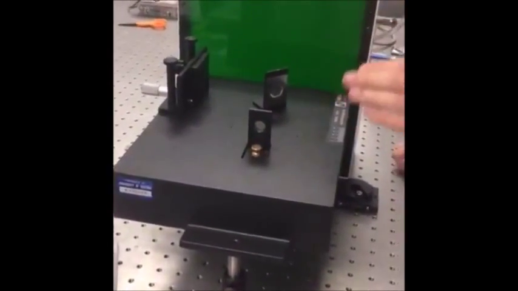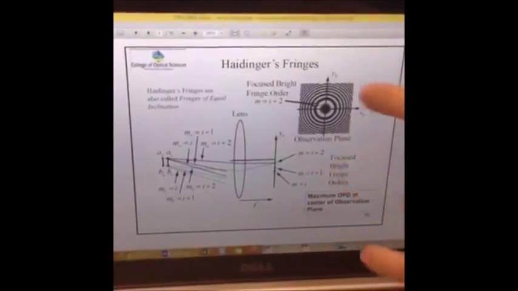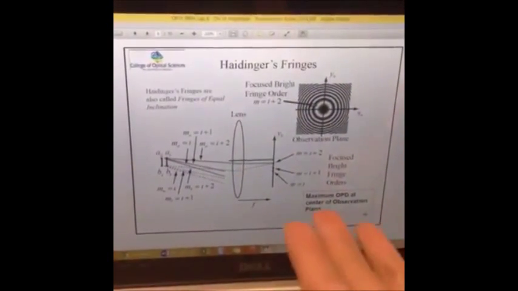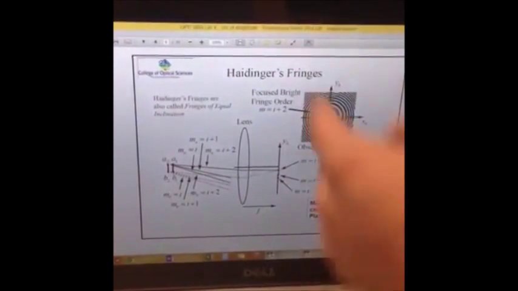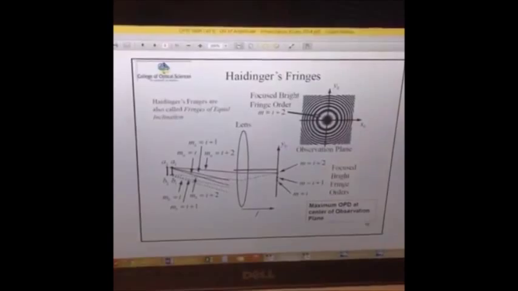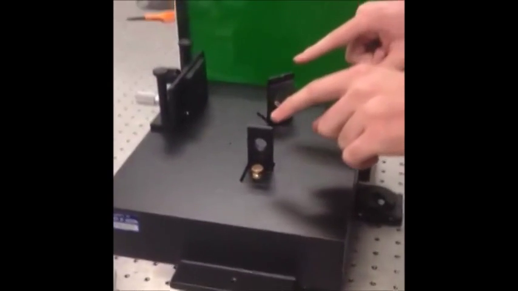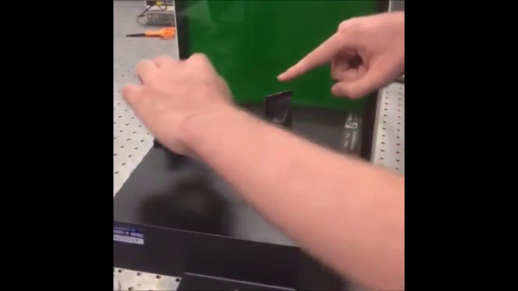And so for the first part, we had Haidinger fringes, or also called fringes of equal inclination. This is the circular fringe that we see by coming over here. To get that, we had to have a 3 millimeter difference between this displacement and this displacement right here. There had to be a 3 millimeter difference between those lengths. Now, this is what we found.